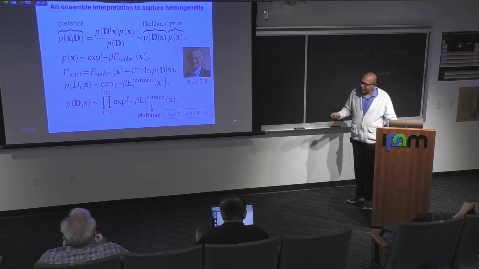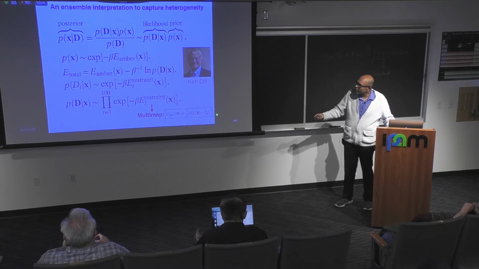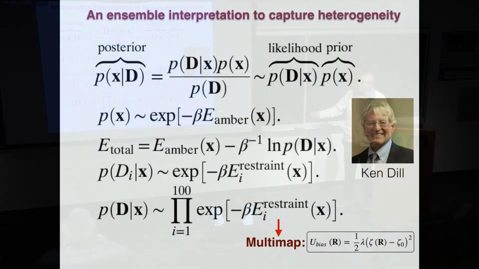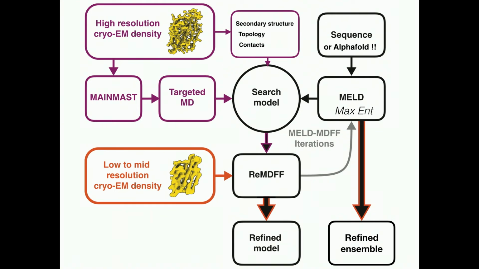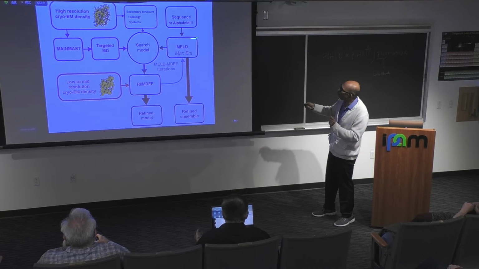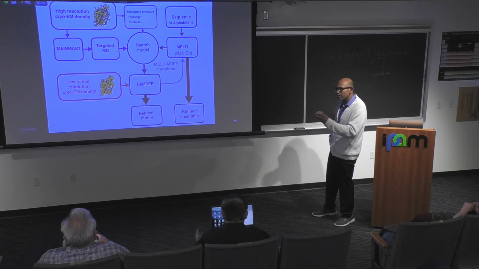As a part of this restraint, we can introduce this multi-map Cryo-EM information. And then it's very simple. You take a density, but you don't take the density at face value. You take the secondary structure, the topology, the contacts, etc., whatever information you can get from that density. You have your AlphaFold as your search model. You create a search model, and then using these functions, you start generating structures.